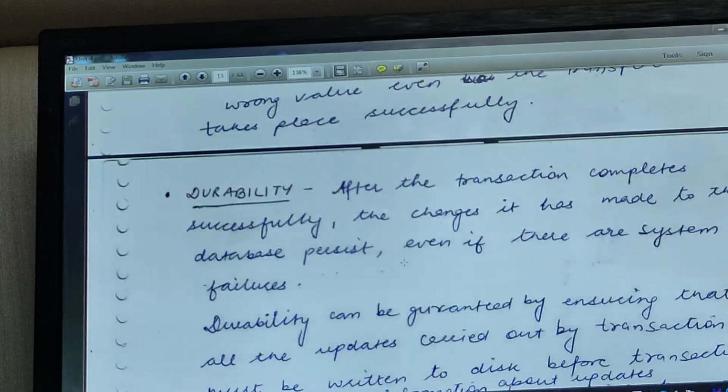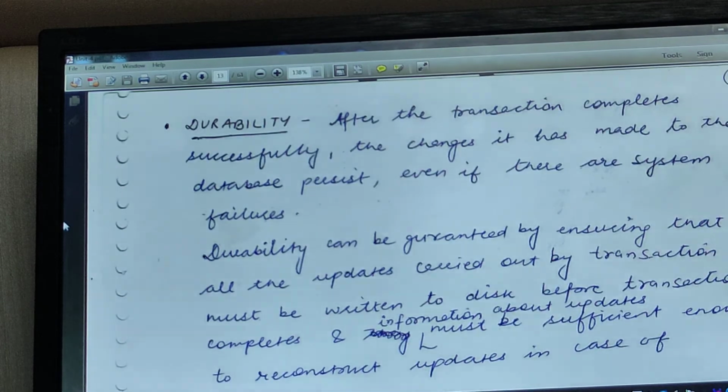Next is durability. Durability means that after the transaction completes successfully, the changes it has made to the database should persist even if the system fails. It should not be that once the changes are made to the database and then the system fails, the changes don't persist. They should persist even if the system fails once the changes are written to the database.